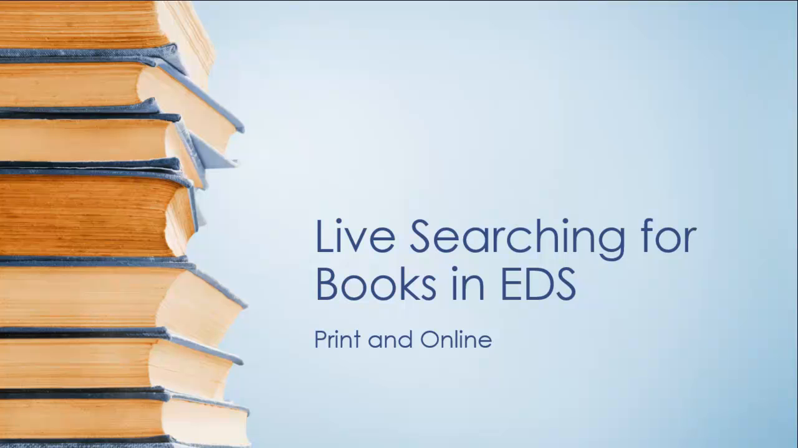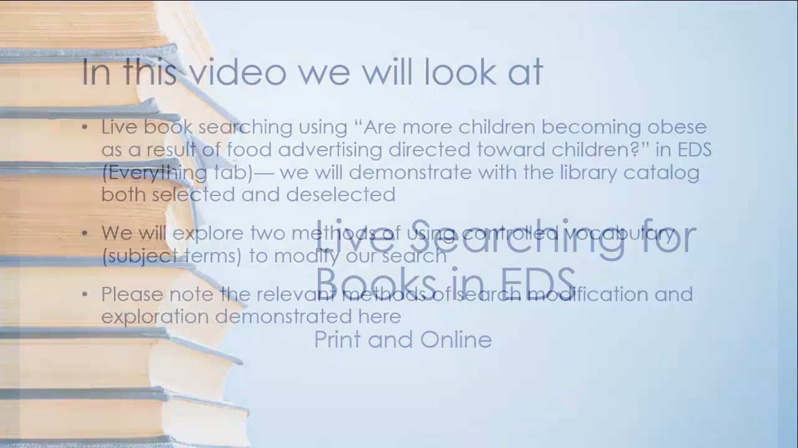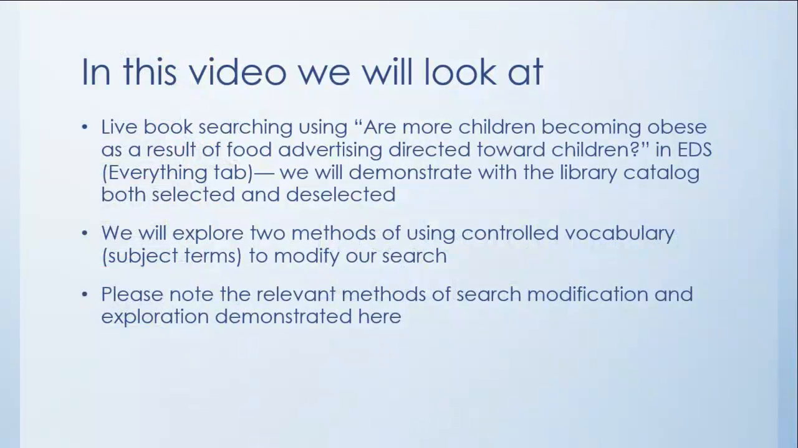Welcome to live searching for books in EDS. This is for both print and online books. In this video, we will look at live book searching using our question: are more children becoming obese as a result of food advertising directed toward children? We'll do this in EDS, otherwise known as the Everything Database or the Everything tab, and we will demonstrate this with the library catalog both selected and deselected.